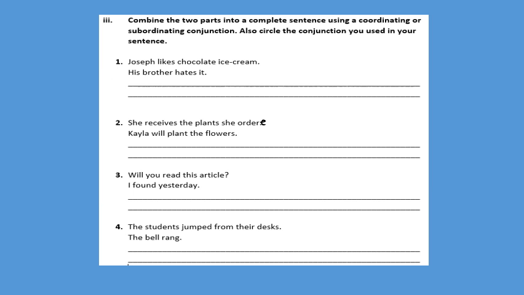Combine the two parts into a complete sentence using a coordinating or subordinating conjunction. Also circle the conjunction you used in your sentence. Number 1. Joseph liked chocolate ice cream. His brother hates it. Joseph likes chocolate ice cream, but his brother hates it. Number 2. She receives the plants she ordered. Kyla will plant the flowers. When she receives the plants she ordered, Kyla will plant the flowers.